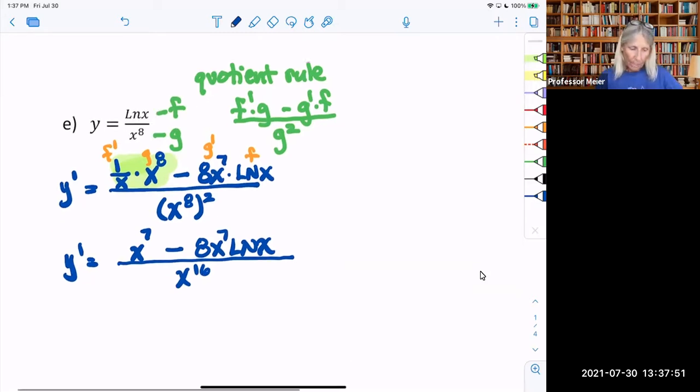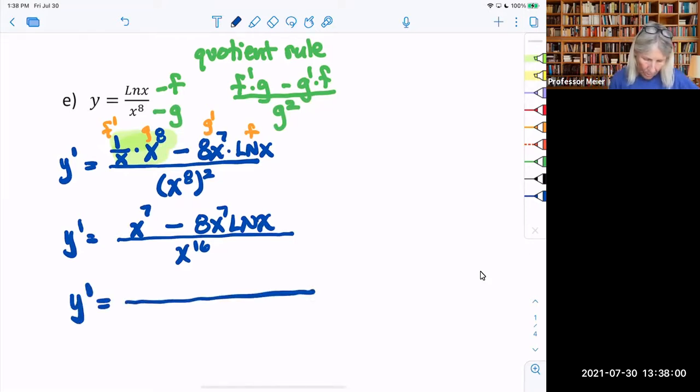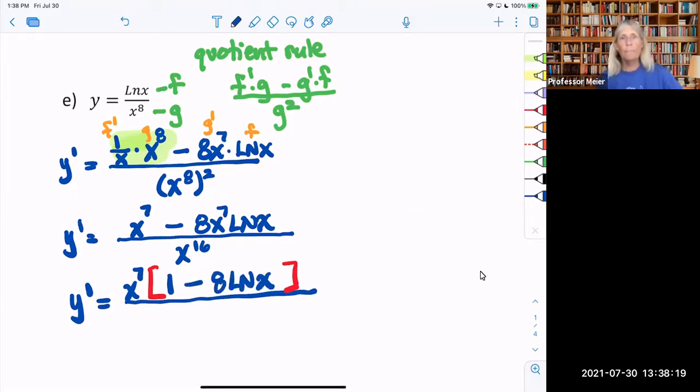Okay, let's reduce. Now remember, the way to reduce fractions is you have to have factors. So I'm going to factor the numerator. So on the top of this fraction, I can see that both terms have an x to the 7th in common. Remember, the subtraction sign is what is separating the terms. So I'm going to factor out x to the 7th here. And if I do that, I'll have just a singular 1 minus 8 log of x over x to the 16th on the bottom.